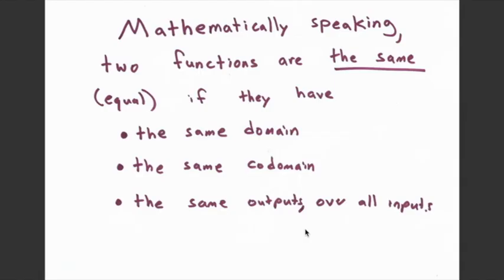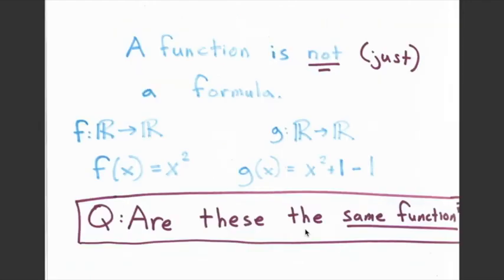So two functions are the same mathematically speaking if they have the same domain, the same codomain, and the same outputs over all inputs. So it's possible for two different functions to actually be the same function, even if they're written in a different way. So let's consider these two functions. f from R to R, given by f of x equals x squared, and g from the reals to the reals, given by g of x equals x squared plus 1 minus 1. And the question I have is, are these the same function? The answer is yes. No matter which value of x you plug in the domain, you'll get exactly the same answer, even though the formulas are written differently.